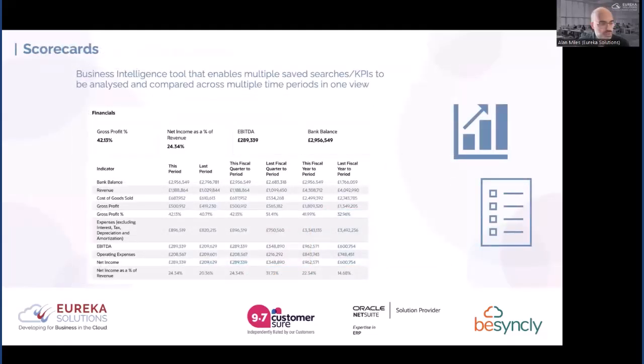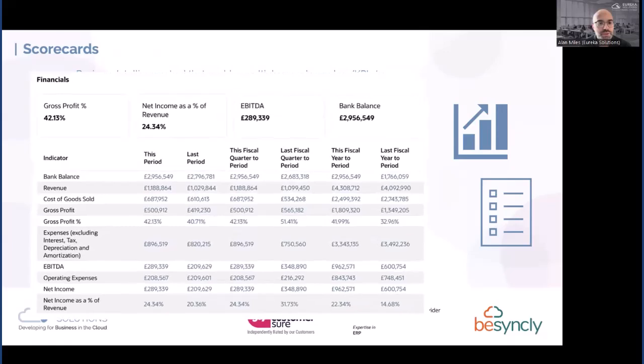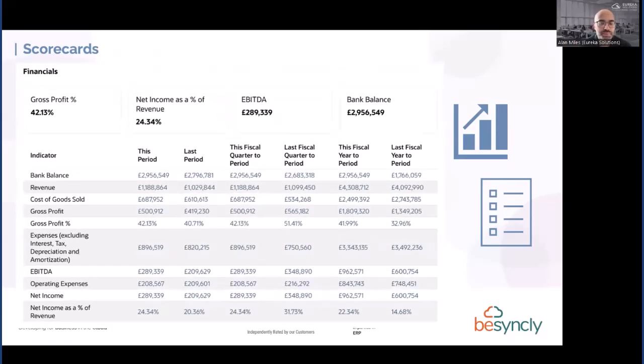That then brings us on to scorecards. So scorecards are essentially a way to take multiple saved searches or KPIs and then analyze them across multiple time periods, compare them to each other, all within one view. And you get a few of these out of the box as examples. This is one here that is a financial scorecard. So you'll see when we zoom in that there's lots of financial KPIs there, but they're all getting compared for different time periods.